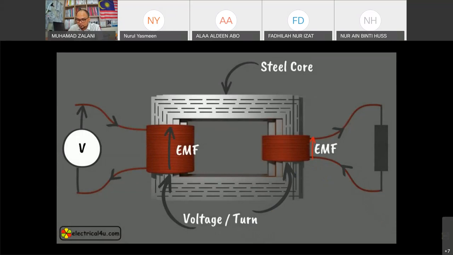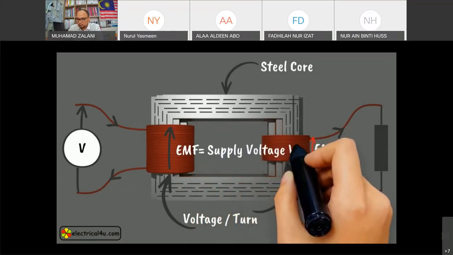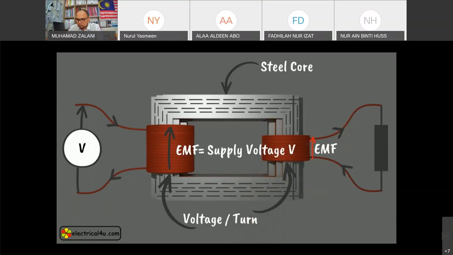We have already explained that the voltage induced across the first winding is the same as the supply voltage. Actually, here we consider that there is no voltage drop between the supply terminals and the first winding. This is an ideal case. For theoretical purposes, we will consider that condition.